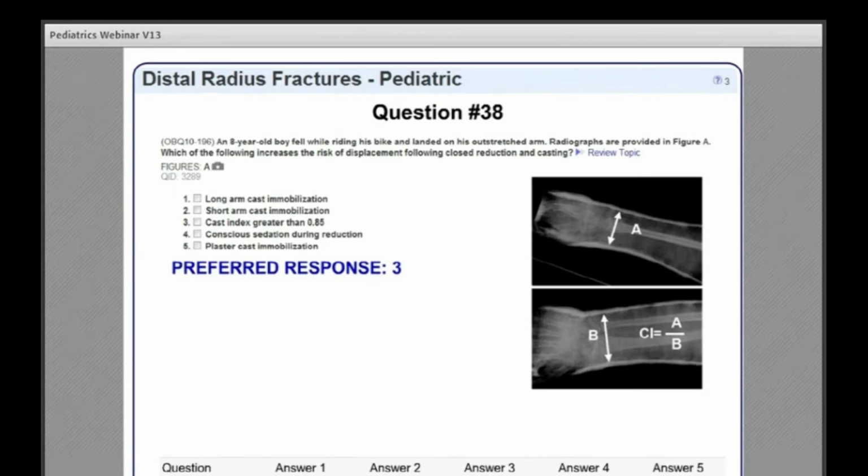But I think the literature reflects the fact that short arm casting is appropriate for these types of injuries if it is a well molded and well placed cast with a low cast index.